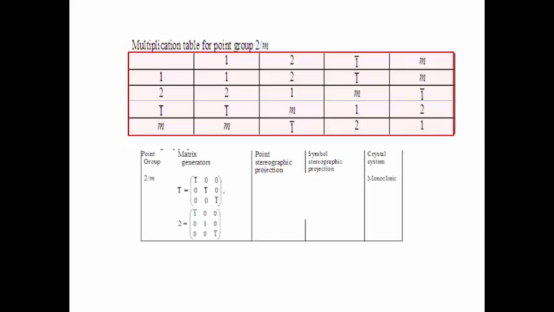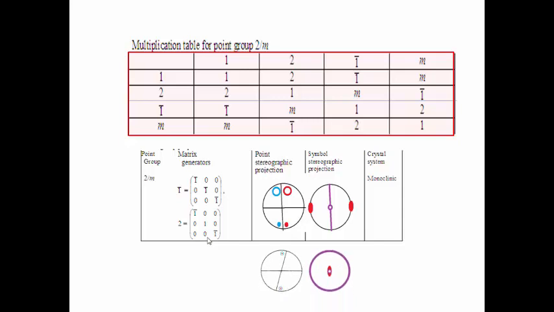Okay, now for the 2/m, here are our matrix generators, and here are our point and stereographic projections. The crystal system is monoclinic, which I want you to remember. And here is the other orientation. This should be really perpendicular. It looks rather funny. Okay, and now we have the three-dimensional point groups with multiple generators.